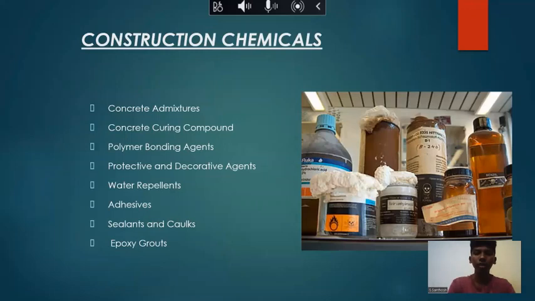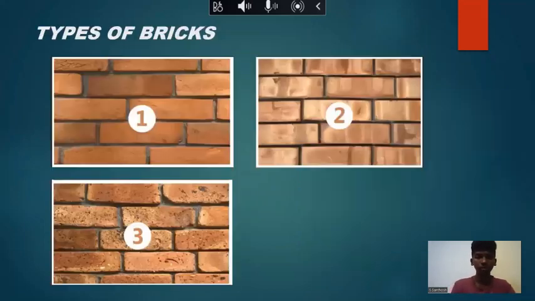So now construction chemicals: concrete admixture, concrete curing compounds, polymer bonding agents, water repellents, adhesives, sealants, and epoxy grouts. So these are the chemicals that are used in constructions, and they serve many purposes depending on the property of those chemicals. So now let's see about the types of bricks.